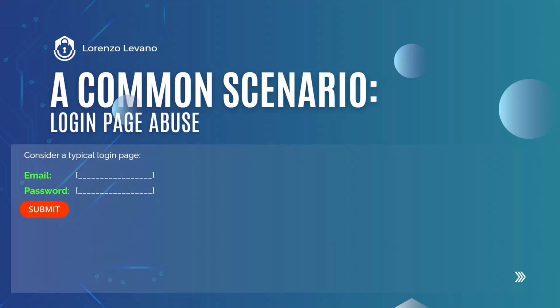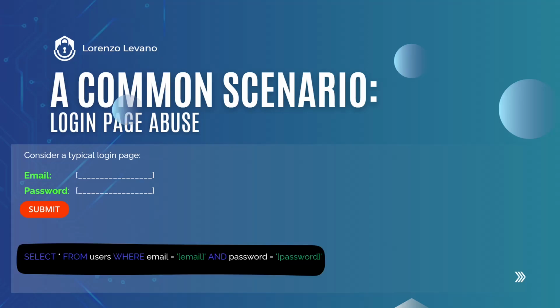Now we will see a common scenario, the login page abuse. So consider this type of login page, the classical one. You enter the email and the password and then you try to log in. Let's say that the backend runs a SQL query like this. So we can see that it selects all from users where the email is equal to what the user has put into the email field, and the password is equal to what the user has put into the password field.